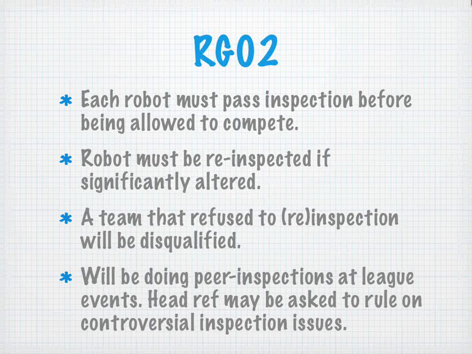A team that refuses to be inspected or be re-inspected when told to do so by the head ref gets disqualified. So we don't put up with that. The league events will be doing a peer inspection, and so that means we'll have teams inspecting each other's robots. I hope that every event has at least 1 experienced team that'll help the others do the inspection. And if there's any controversy about that, the head ref may be called to come in and make a ruling.